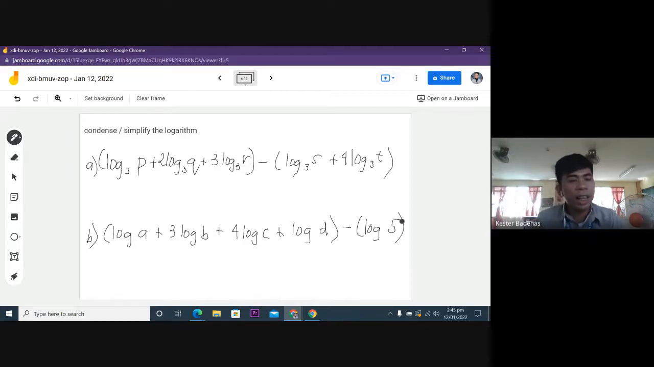Okay, let's check. So we have logarithm of p with the base 3 plus 2 logarithm of q with the base 3 plus 3 logarithm of r with the base 3 minus logarithm of s with the base 3 plus 4 logarithm of t with the base 3.